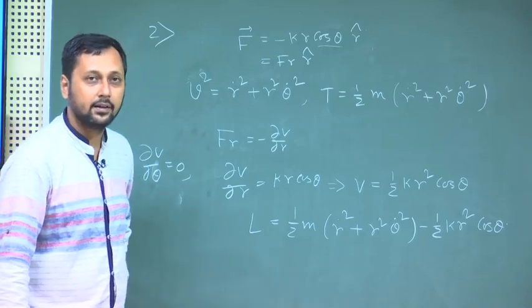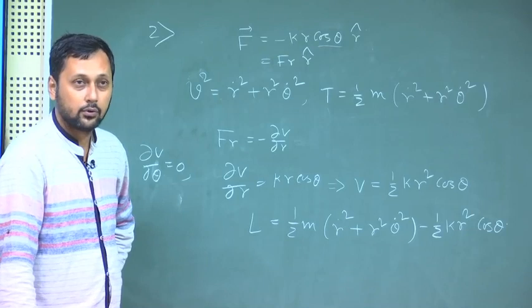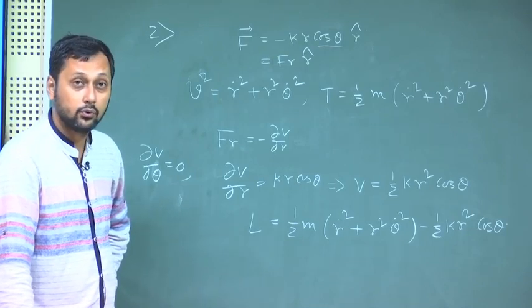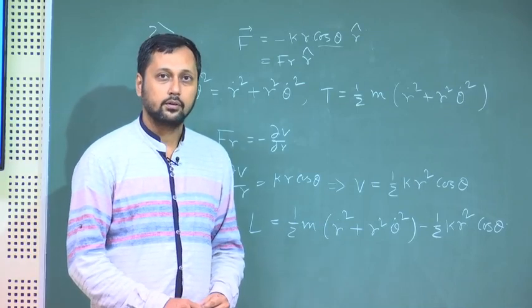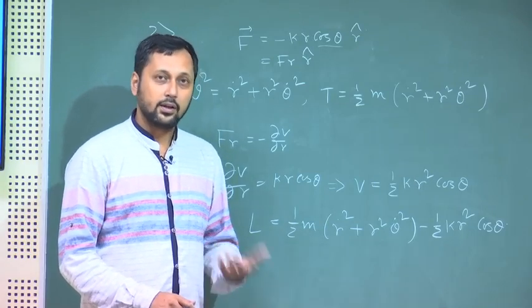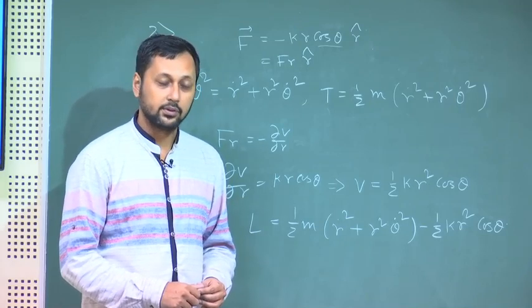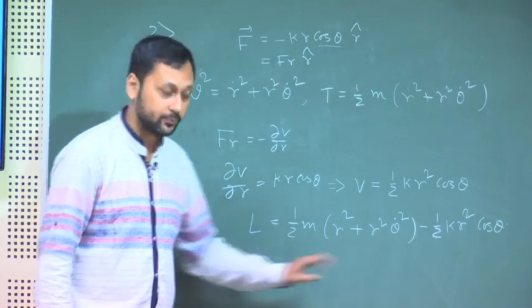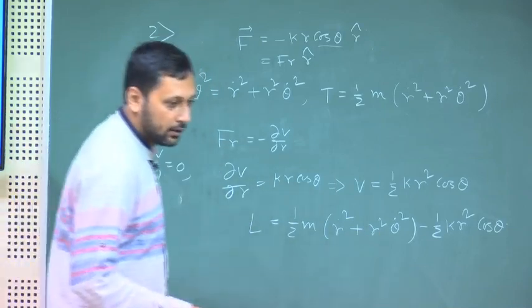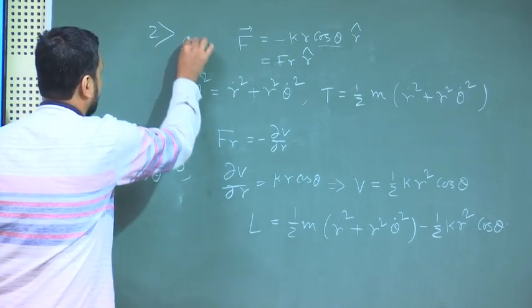Please keep that in mind: a force could be radial, but it is not a true central force unless the canonical momentum associated with the angle theta is a constant, which is not the case here. Okay. So, now we have justified part A. So, part A is over.